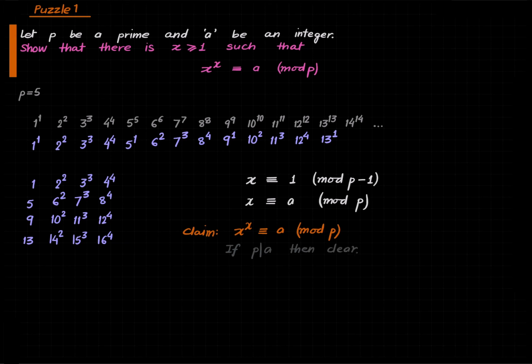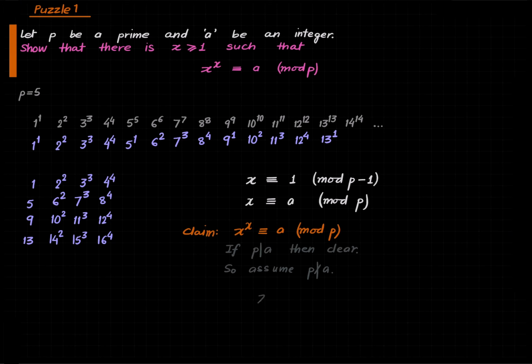Why is it clear? Because if p divides a, then p also divides x, because of this congruence. And if p divides x, then this is congruent to 0 mod p, and this is congruent to 0 mod p. So if p divides a, then clear. So we may assume that p doesn't divide a. And hence, in particular, it implies that x is also relatively prime to p. So I'm not writing that, but it implies that.